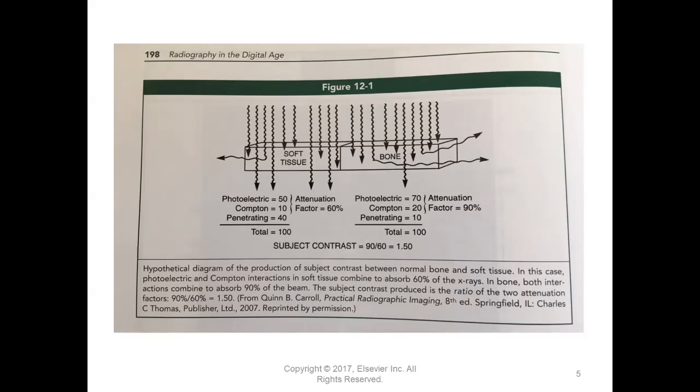Now we're going to come up with a subject contrast for these two tissues. We're going to compare them. Look at what has been attenuated: 90% through bone versus 60% through soft tissue. You just divide them. That's how you get a ratio. 90 divided by 60 gives you a subject contrast of 1.5. That's telling you that the bone is absorbing and scattering more than the soft tissue is.